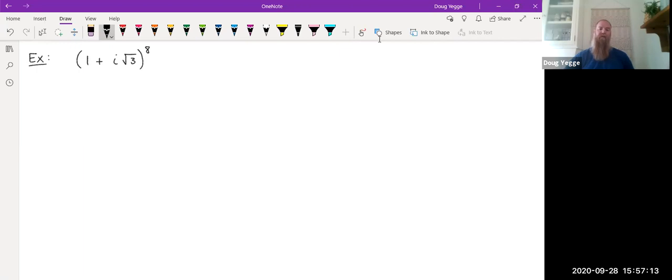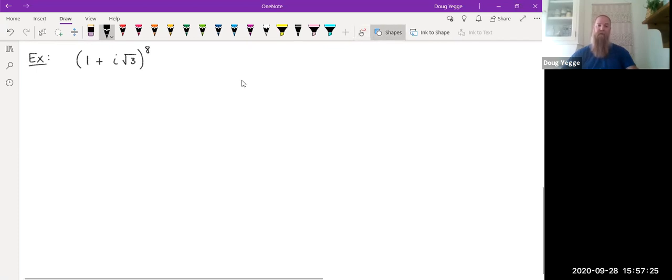Consider this complex number, 1 plus I root 3, to the power of 8. Now, if we want to raise this to the power of 8, we could do that easily with DeMoivre's theorem if this was in trigonometric form. So the first thing we could do is we could either draw this structure just to see where we are, or we could find our r and theta separately.